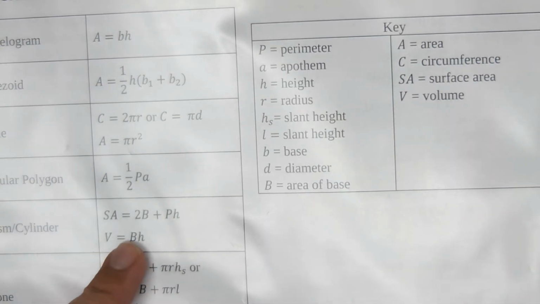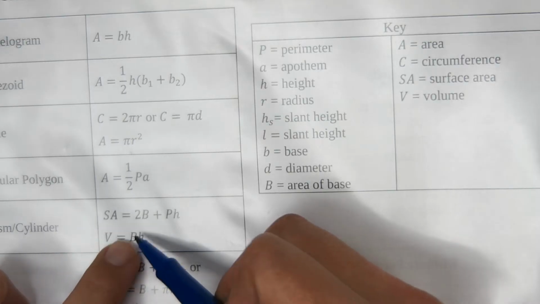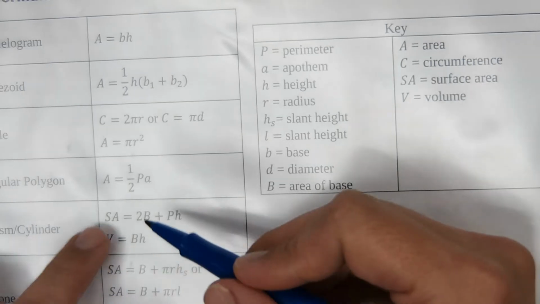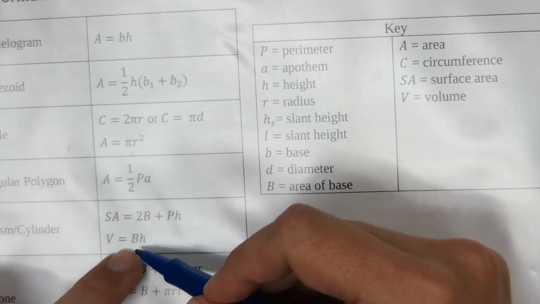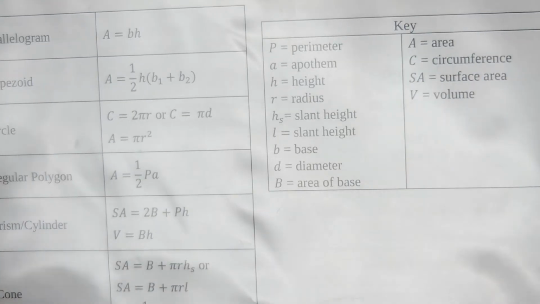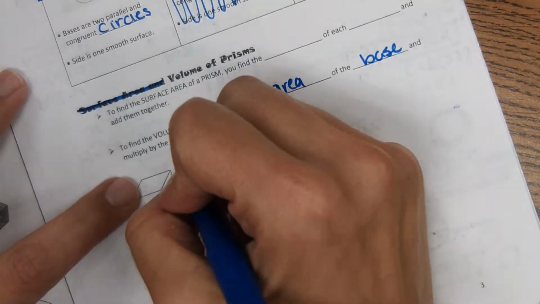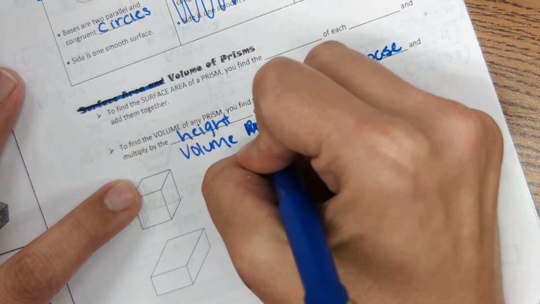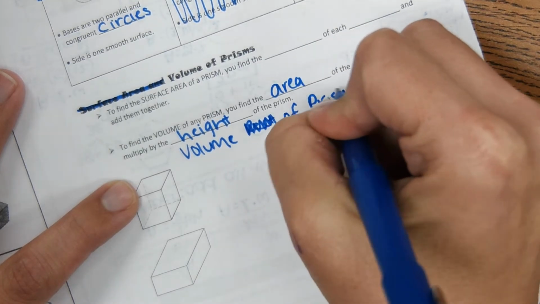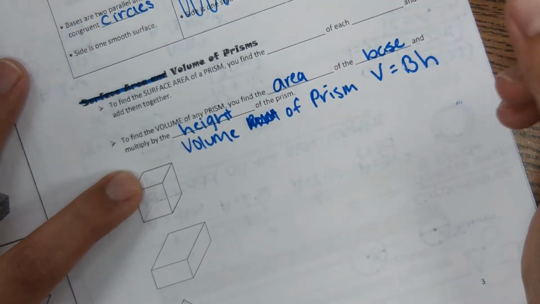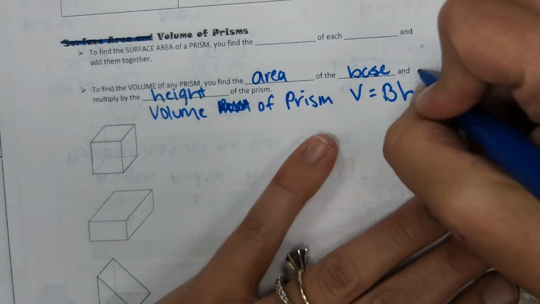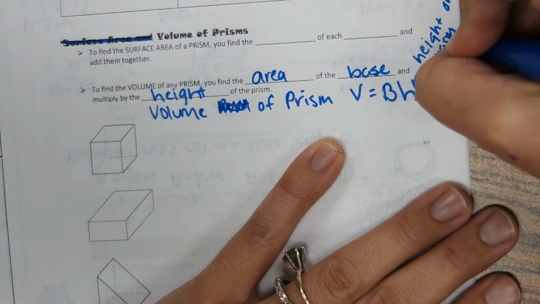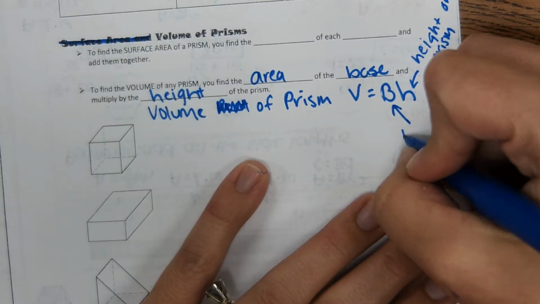And something just to make a note of is anything that's a capital letter on here, so there's a capital B, there's a capital P, capital A, anything that's capital, you actually have to solve something to get that value. So area of the base, we have to solve for the area of the base before we put it into that equation. So volume of a prism: volume equals area of the base times height. And so this is height of prism. And then capital B is area of the base.